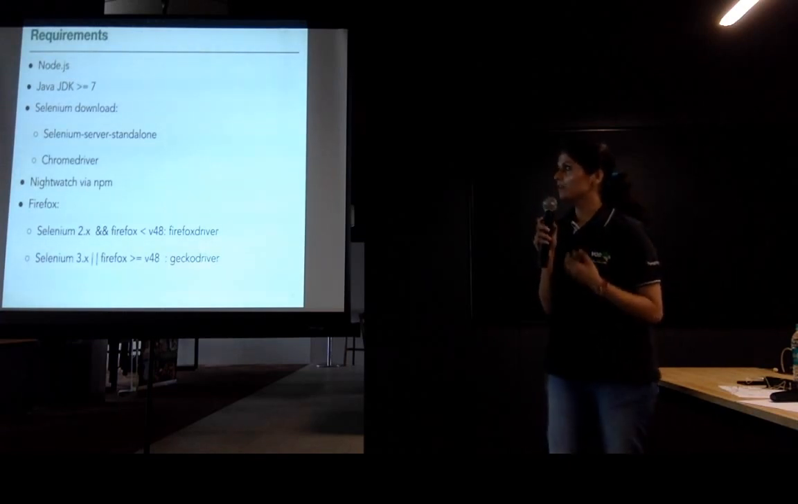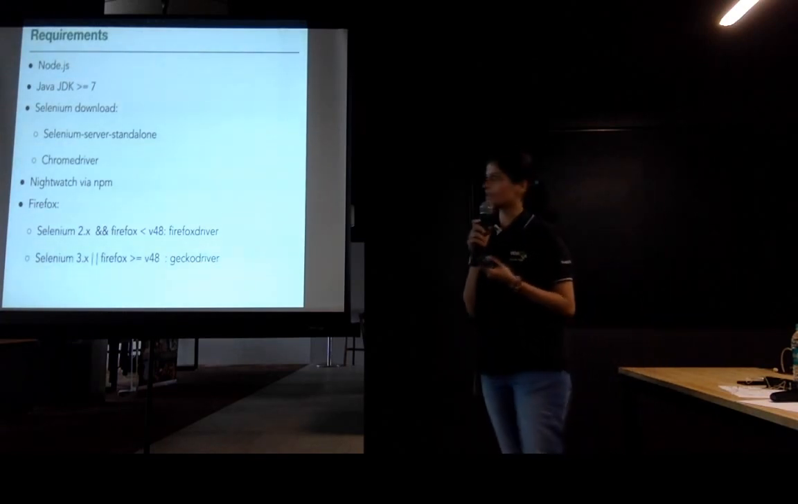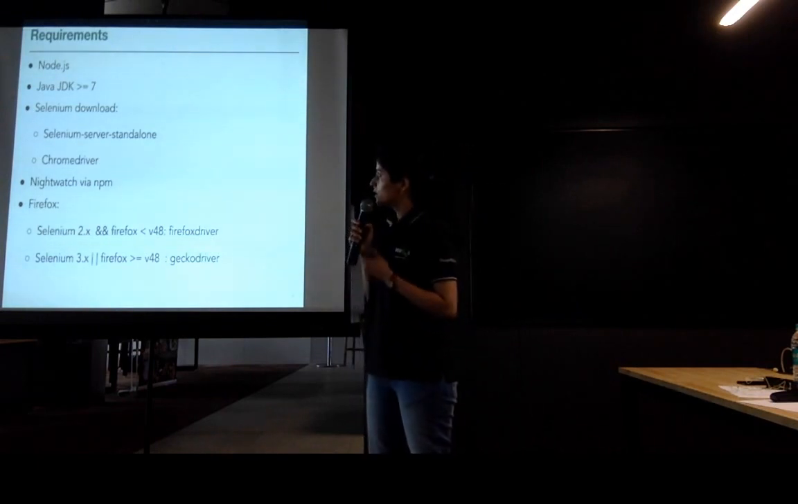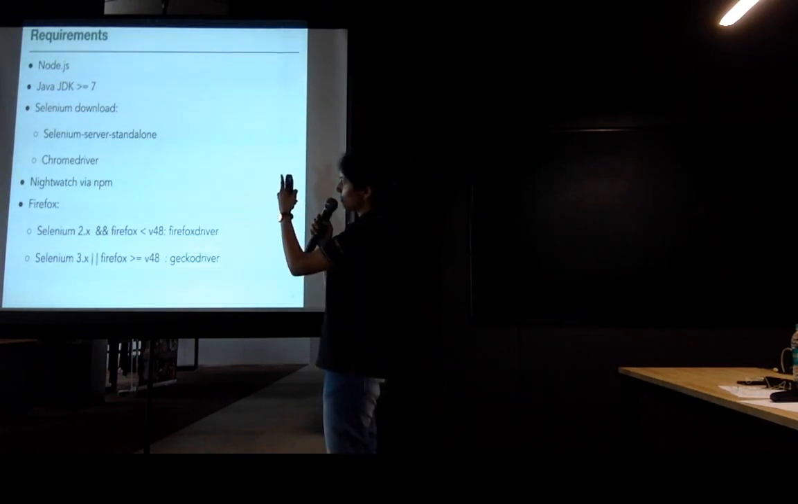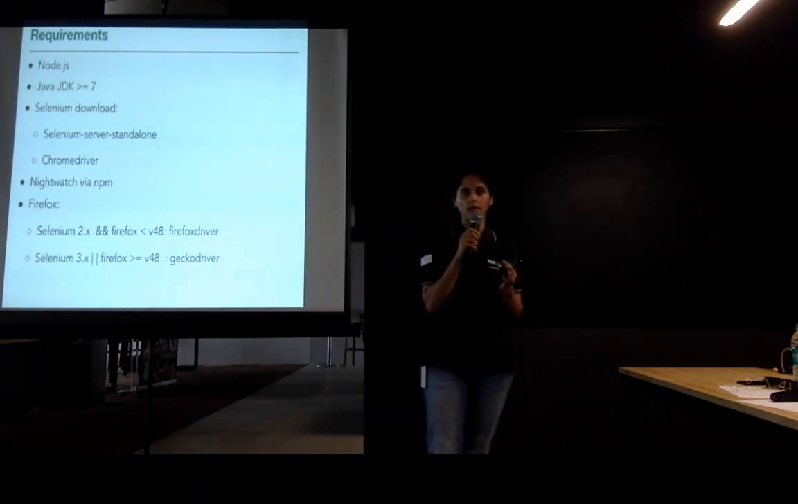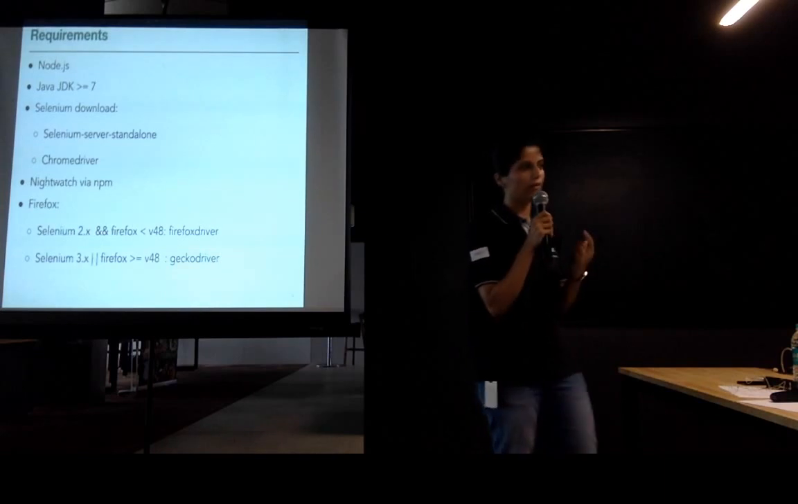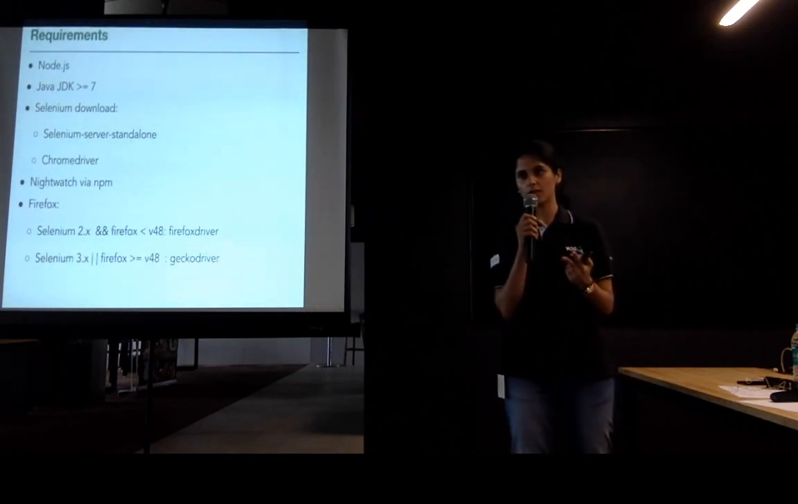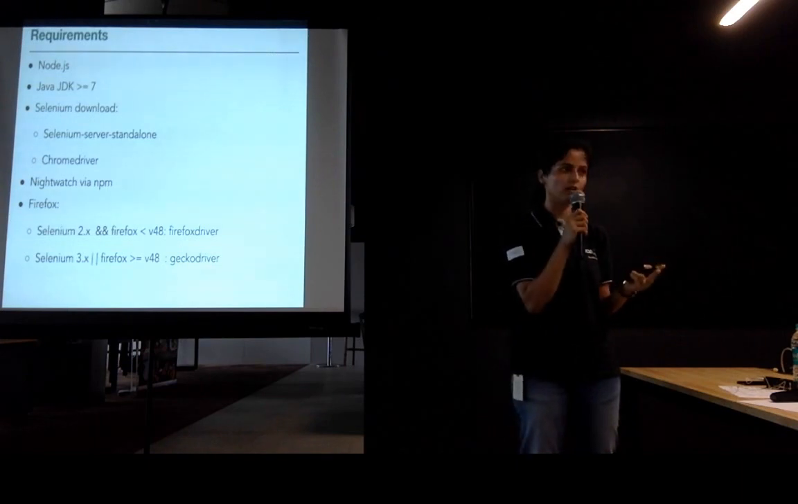The basic thing you need is Node.js, as it's powered by the Node.js framework. You need Java JDK, which should be greater than or equal to 7. Coming to the jar, I would like to talk about this Selenium download. So there are 3-4 kinds of jars available via NPM today. One is Selenium download. So if you download the Selenium download jar, you will get 2 things. You will get a Selenium server standalone jar, and you will get a Chrome driver jar along with it.